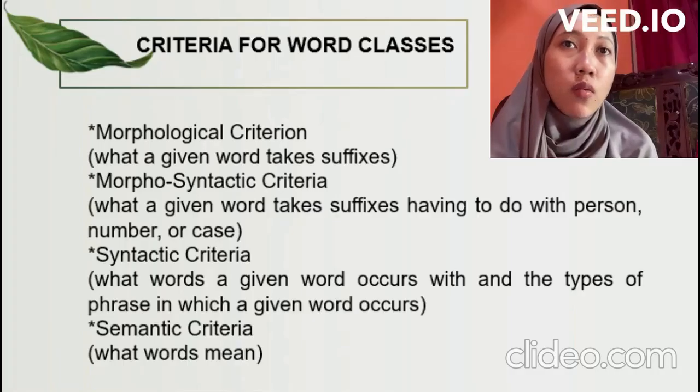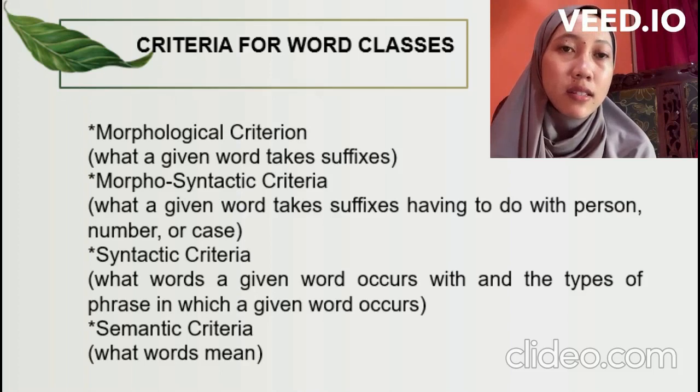Criteria for word classes. Morphological criterion: what suffixes a given word takes. Morphosyntactic criteria: what suffixes a given word takes having to do with person, number, or case. Syntactic criteria: what words a given word occurs with and the types of phrases in which a given word occurs. Semantic criteria: what words mean.